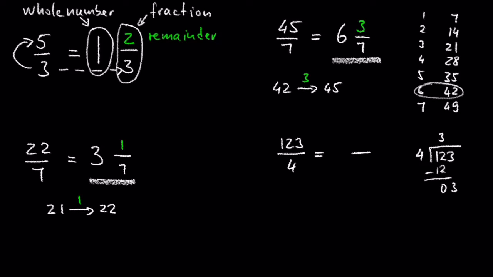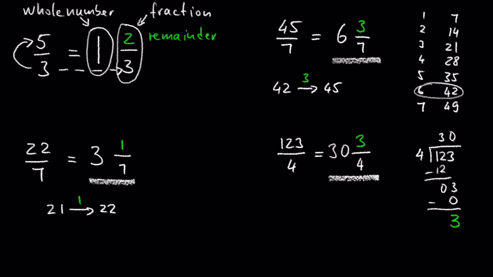The 4 fits into the 3 0 times. 0 times 4 is 0. And 3 minus 0 is 3. We write the 30 as the whole number part of our mixed number. And the remainder, which is 3, will be the numerator of the fractional part of our mixed number. The denominator we keep the same. The answer is 30 and 3/4.